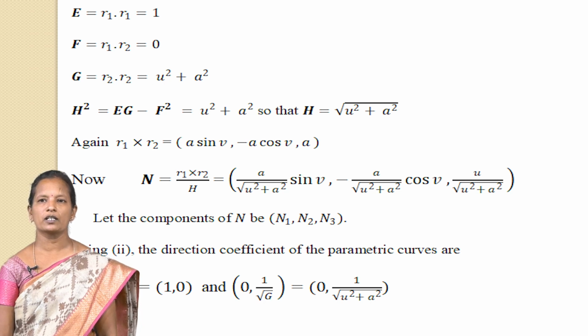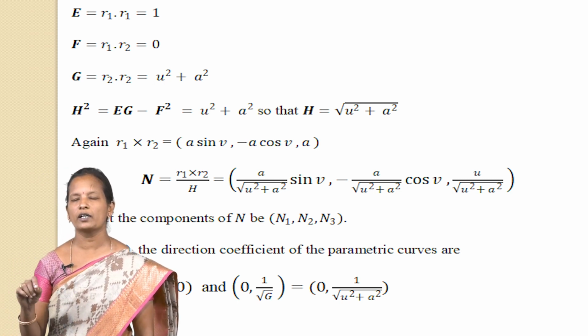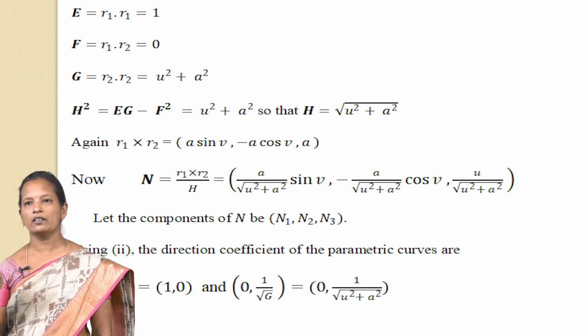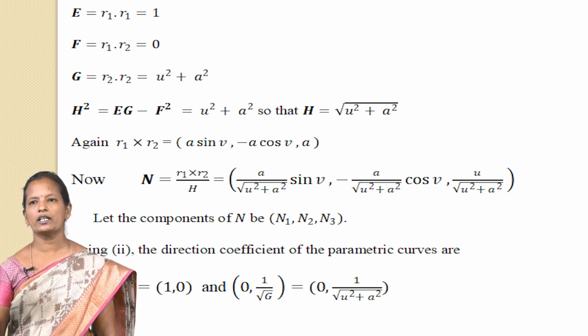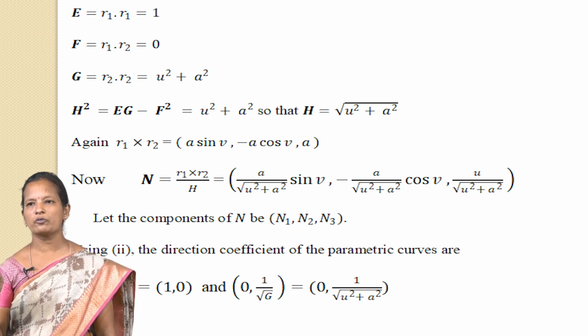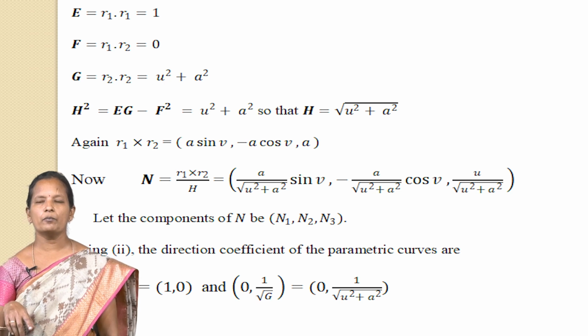Substituting the values of R1 cross R2 by H, we get the normal vector: A sin V by the square root of U squared plus A squared; the second term, minus A cos V divided by the square root of U squared plus A squared; and the k term is A by H, that is A by the square root of U squared plus A squared.